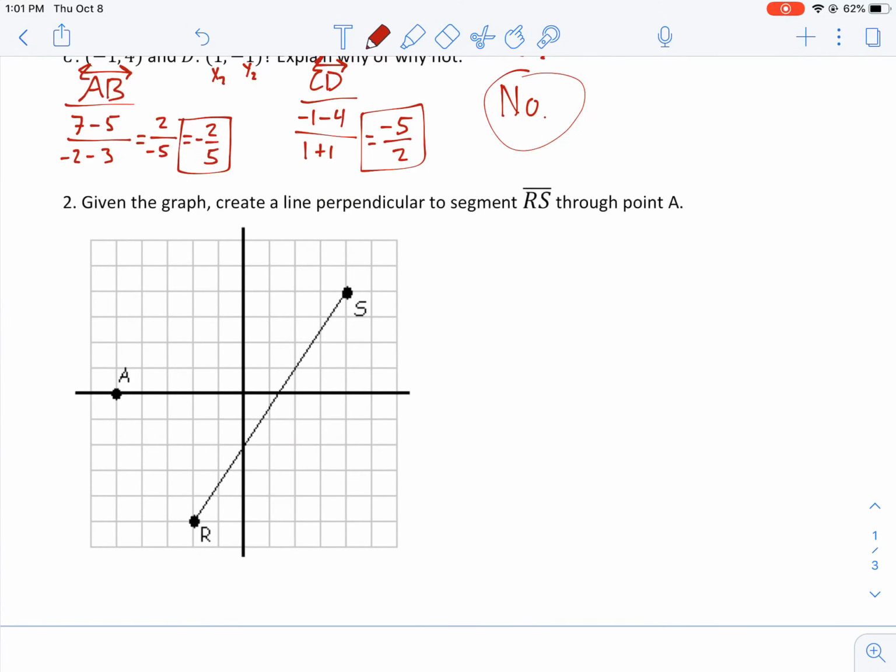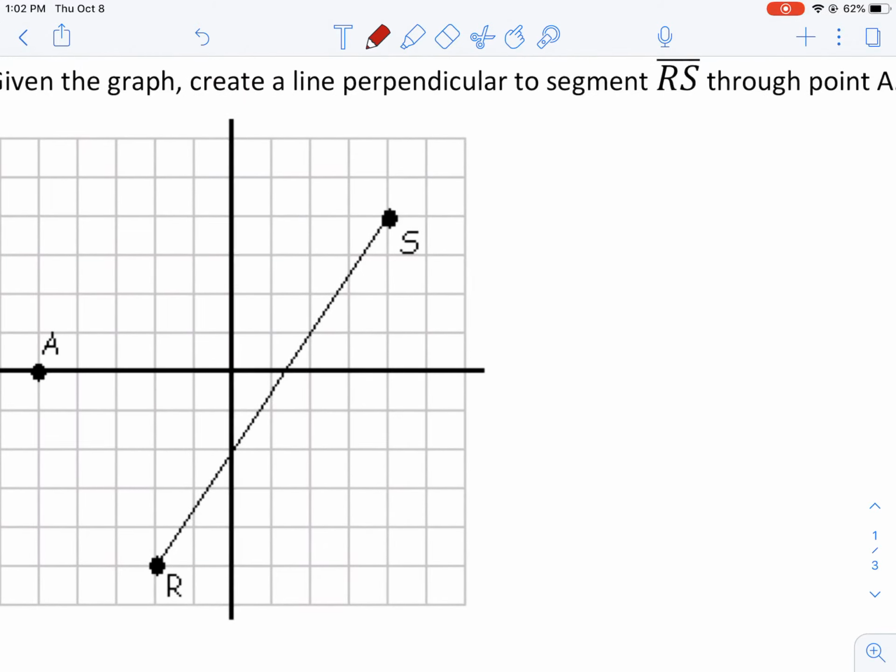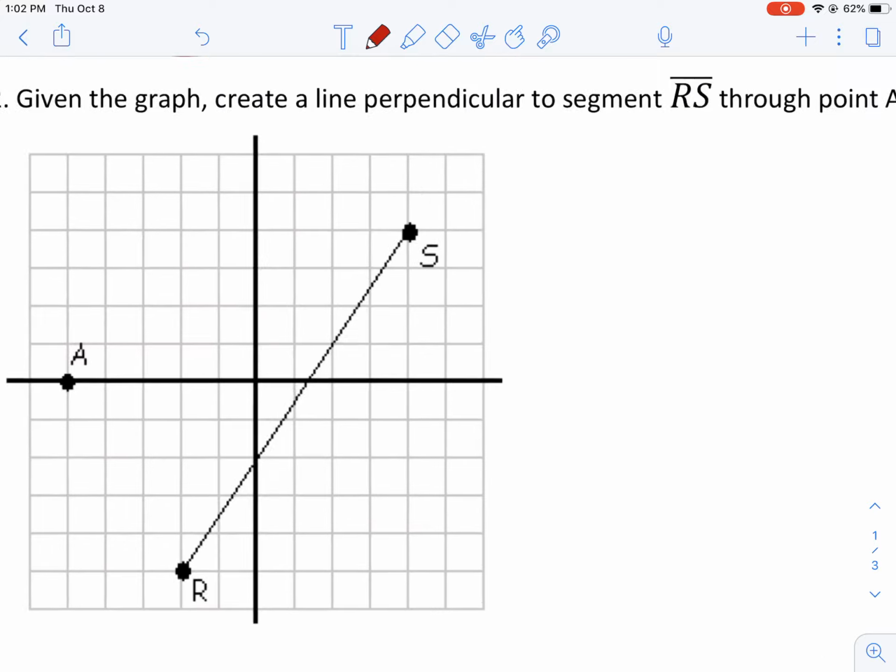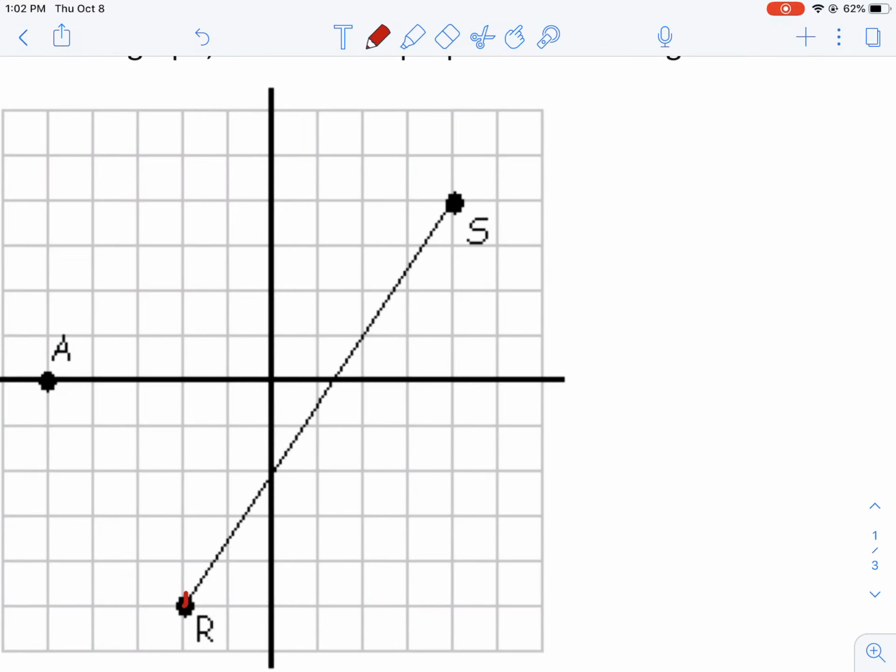Number 2, all right? Given the graph, create a line perpendicular to segment RS through point A. Okay, this is a fun one, all right? We're actually graphing a line. So in order to create a perpendicular line, we got to figure out what is the slope of our original line, right? So let's go ahead and do that.